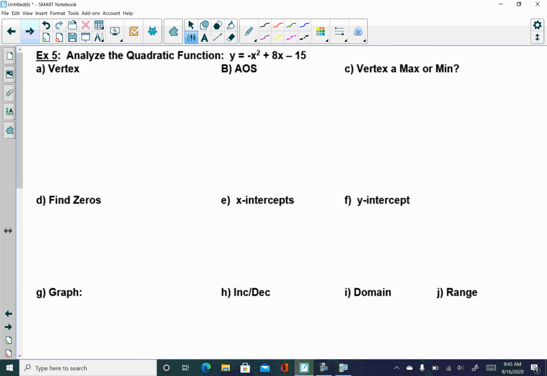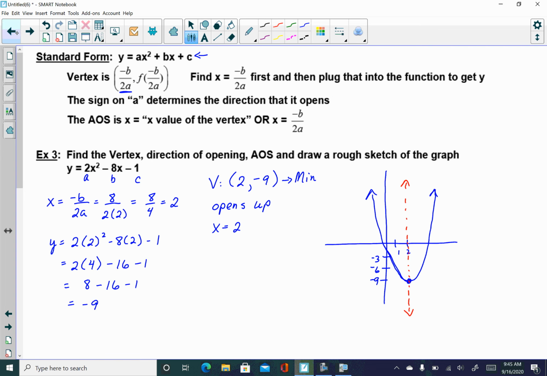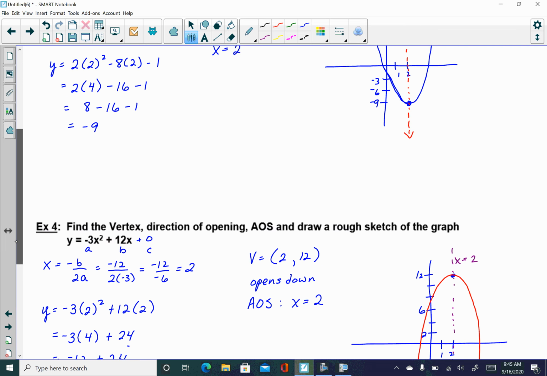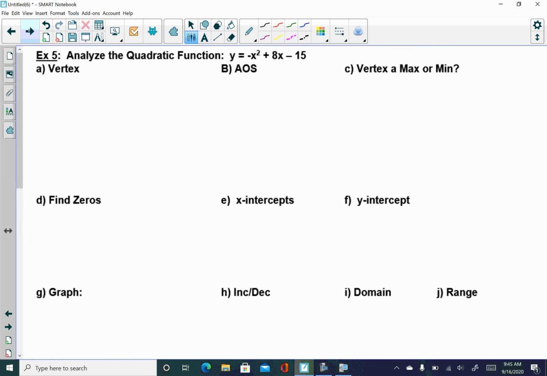I'm going to flip it on over. Actually, was there another example down there? There wasn't. Okay. Sorry, I thought I was looking at an old set of notes.